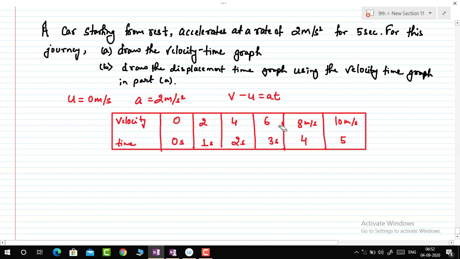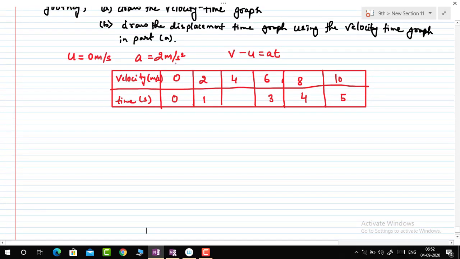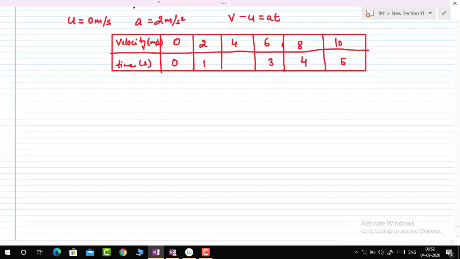So this is the velocity in meter per second. Rather than writing the unit in each box, we can specify the unit here also. We can write meter per second, and here we can write second. So now we got the tabular relation between velocity and time. Now we need to draw the graph.